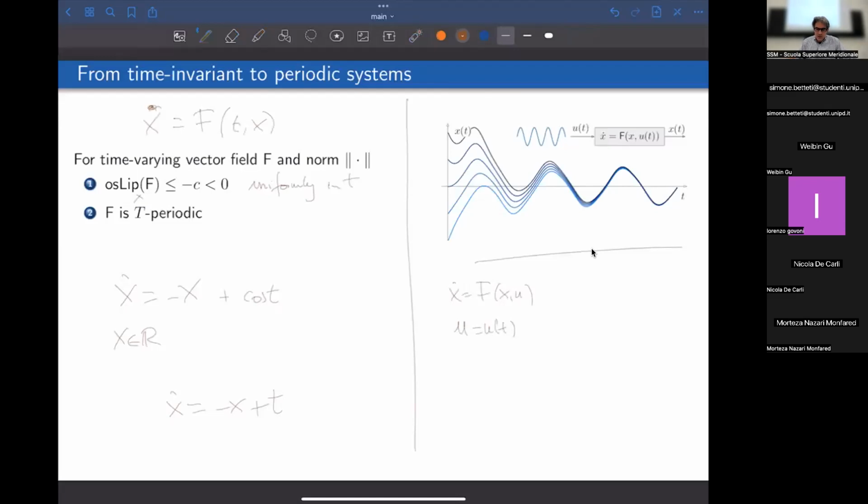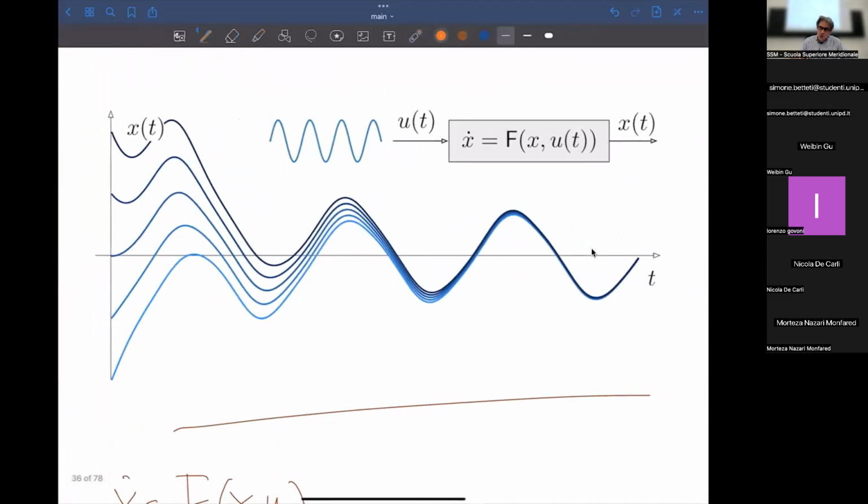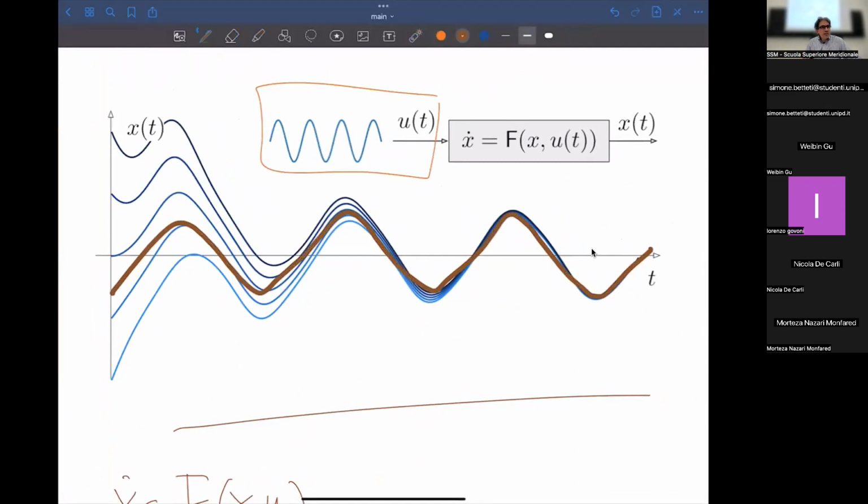Now, what does the theorem say? The theorem says that, you know, here I'm imagining that I have a nonlinear system with an input, but the input is periodic, right? I drew a picture like that. It's just a nice sinusoid. What comes out is that there exists a unique periodic trajectory to which all other trajectories converge exponentially fast with rate c. There exists a unique periodic trajectory, not a unique fixed point, a unique periodic trajectory to which all other trajectories converge exponentially fast.